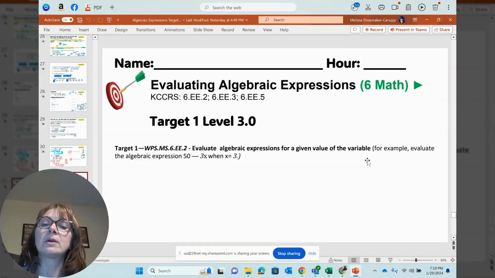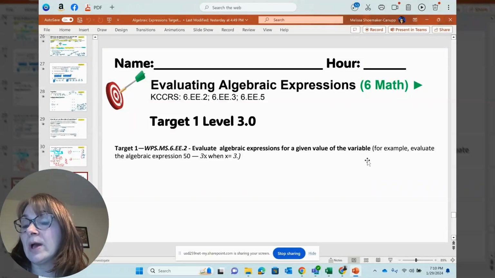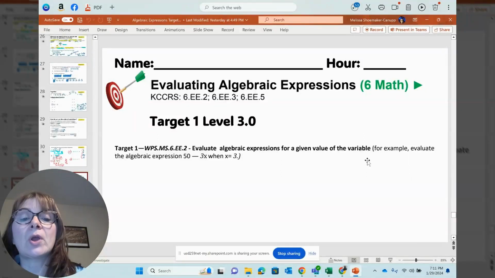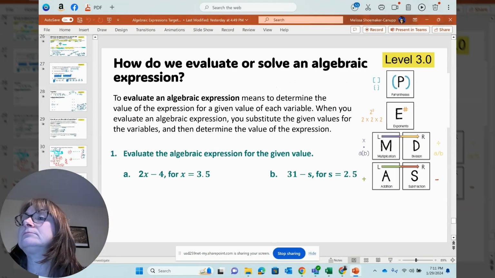Today we are going to work on getting to the level 3.0 on target 1. Now you have built a really good foundation up to this point, so this is going to be a pretty short and sweet video. I will work several examples and there will be plenty to practice. So our goal is to be able to take a value for x, place it into the expression, and then evaluate or solve the problem.